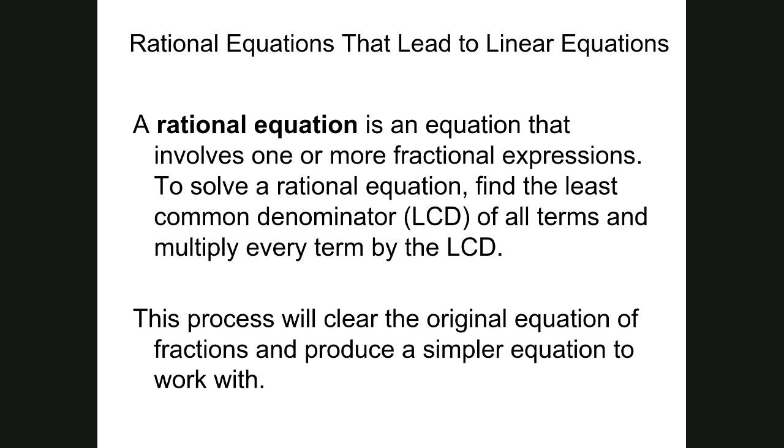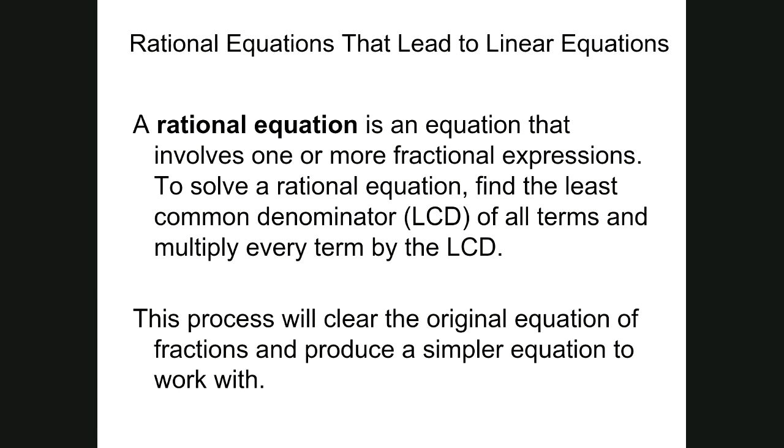To solve a rational equation, find the least common denominator of all the terms and multiply every term by the lowest common denominator. Why do we do that? Well, it gets rid of the denominator. It gets rid of all the fractions. And it just becomes a regular equation. This process will clear the original equation of fractions and produce a similar equation to work with.